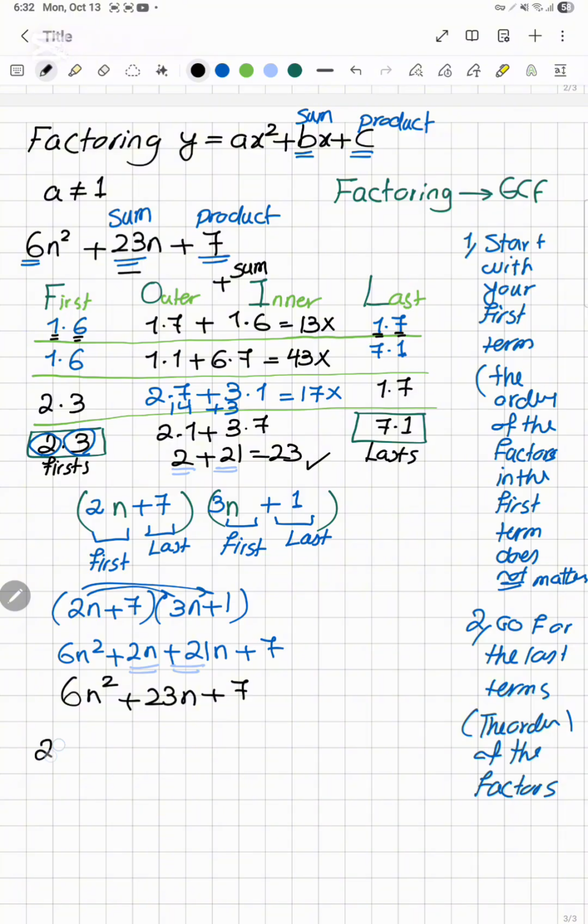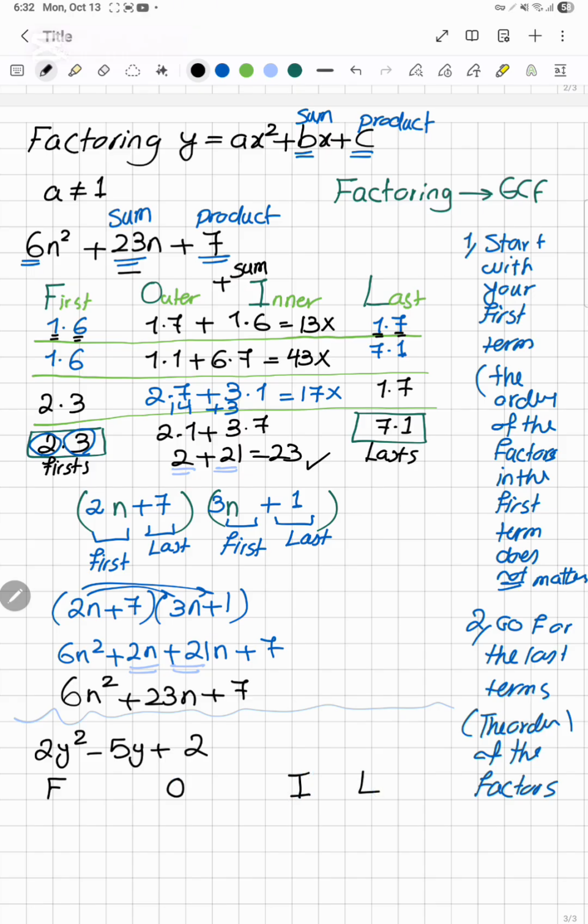2y squared minus 5y plus 2. The question gives us this, and it asks us to factor it. So again, I'm going to check if there are any GCFs or not. There are no GCFs here, and then I'm going to go with FOIL.